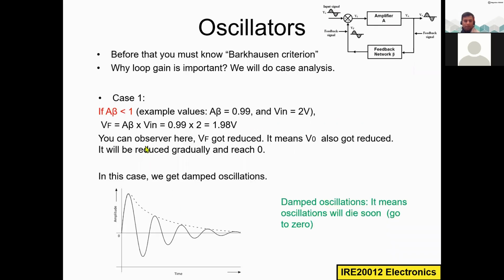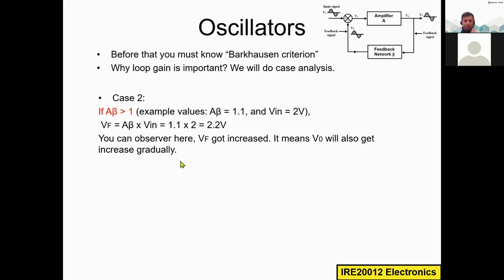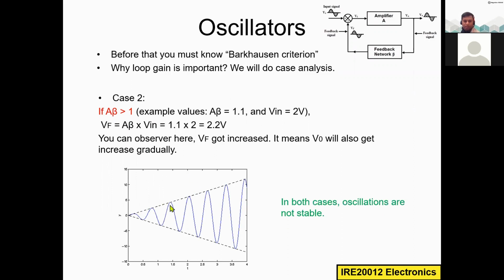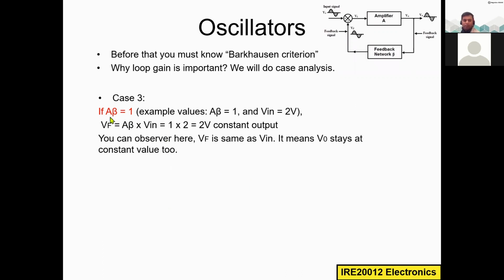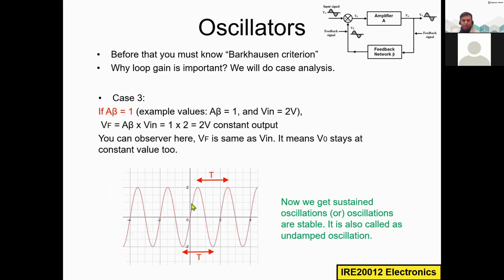Also, if A beta is greater than 1, then the amplification will just go higher and higher. This is not what we want. That is why it needs to satisfy the condition A beta equal to 1. Then we get sustained oscillation, which means we have a constant amplitude for every single cycle. This is what we want from the oscillator.